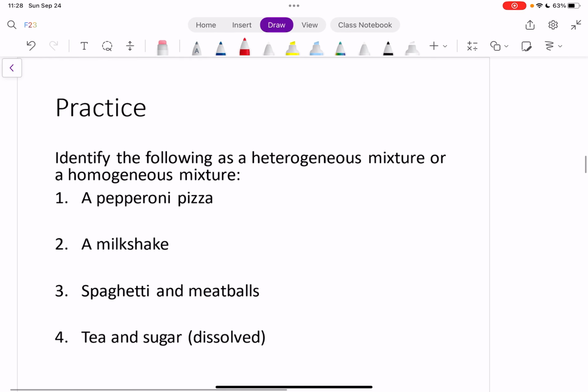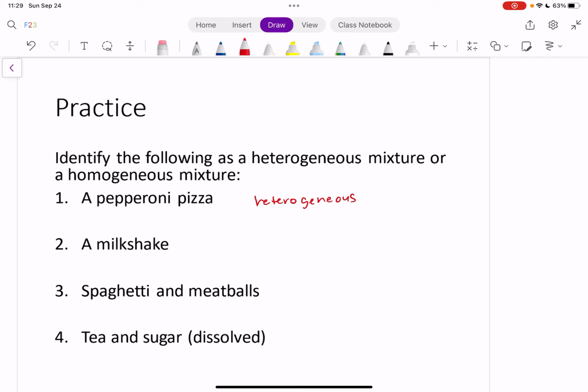All right, so let's practice this a little bit. Pause the video and come back. Okay, so a pepperoni pizza, is that a heterogeneous mixture or a homogeneous mixture? That one's going to be heterogeneous, right? You can see all the different parts of the pizza. You got your pepperoni, you got your cheese, you got your sauce, you got your crust. Heterogeneous. You can see all those different parts of the mixture and separate them, okay?